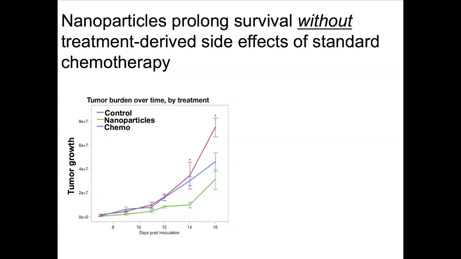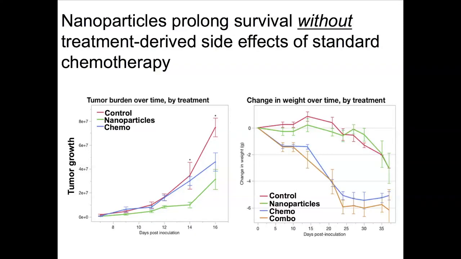So when we test this in our animal models, what we see is that the nanoparticle in green here inhibits tumor growth at about the same efficacy as standard chemo. And that's great. It doesn't improve on it, but it does about the same. And chemo does pretty well.